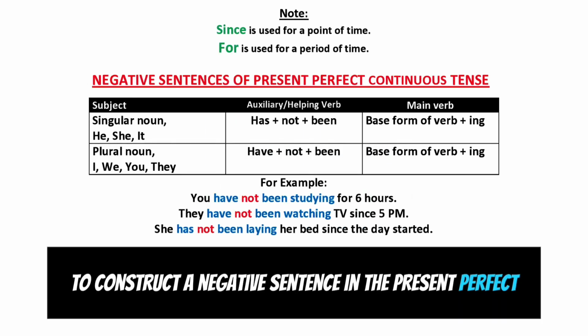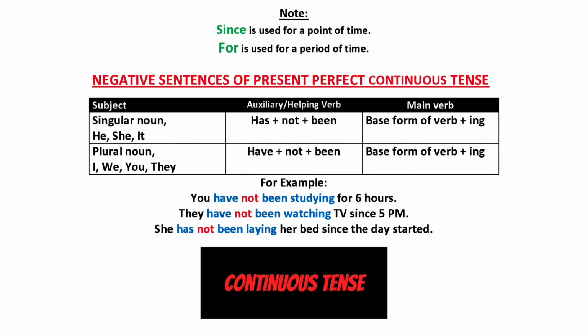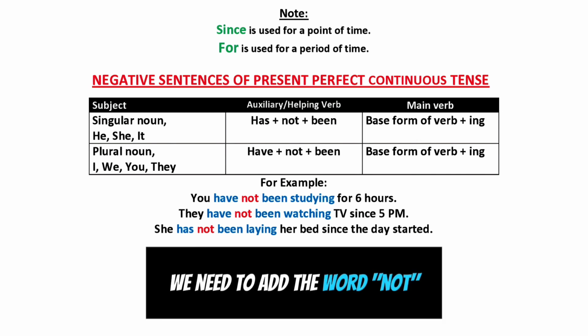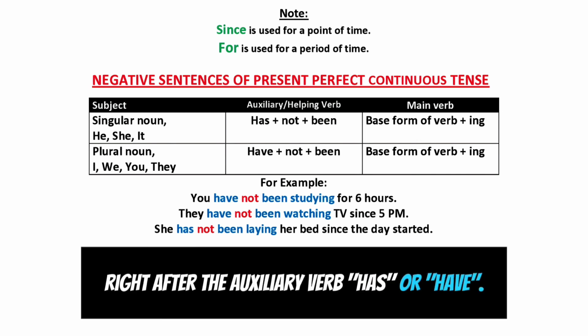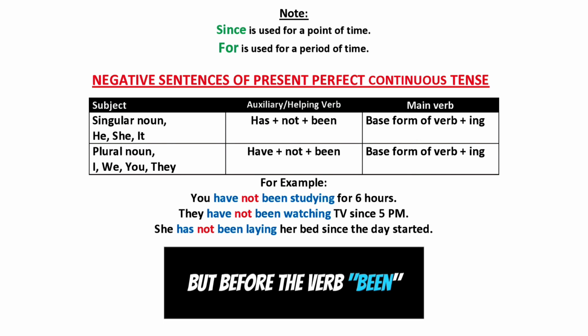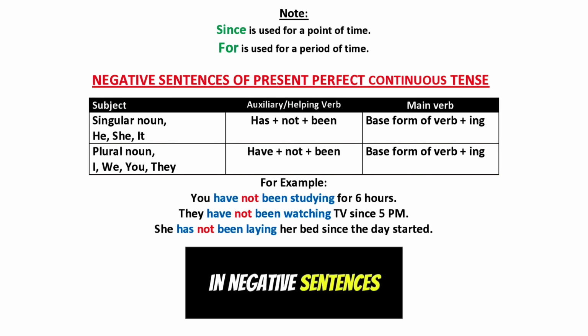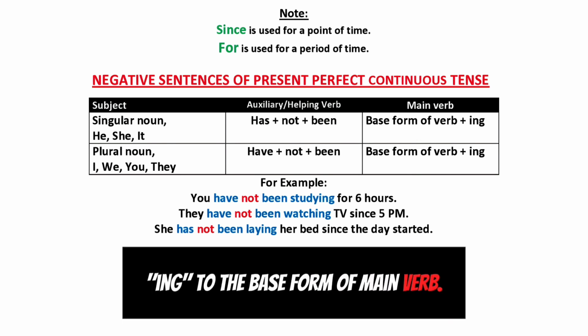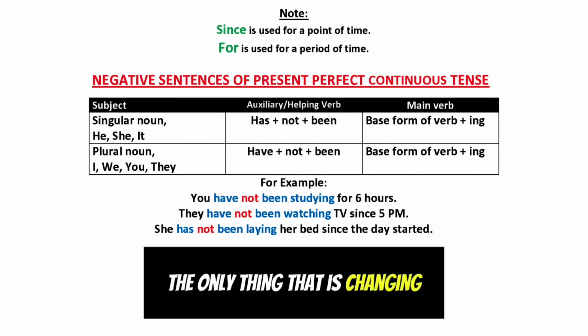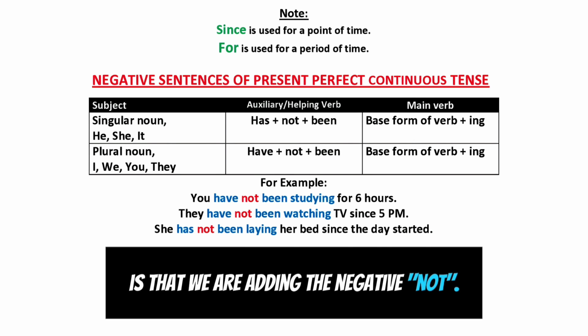To construct a negative sentence in the present perfect continuous tense, we need to add the word not right after the auxiliary verb, has or have, but before the verb, been. In negative sentences, we still add the suffix ing to the base form of main verb. The only thing that is changing is that we are adding the negative, not.